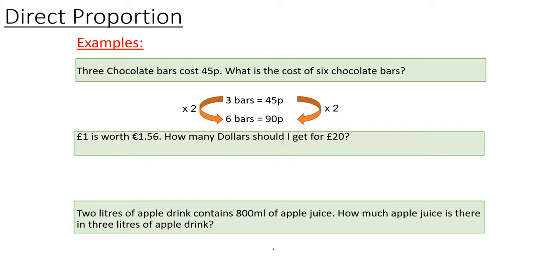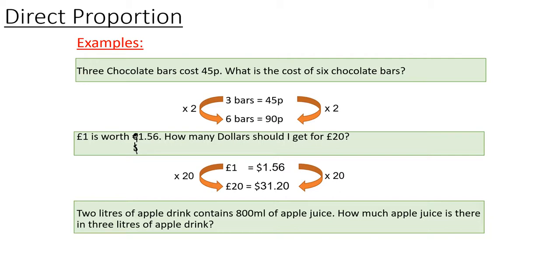Second example, £1 is worth $1.56. How many dollars should I get for £20? First of all, this here is supposed to say $. So if £1 costs $1.56, to get from £1 to £20, I have to multiply by 20. I do the exact same thing on the other side. I multiply 1.56 by 20, and I should get an answer of $31.20.